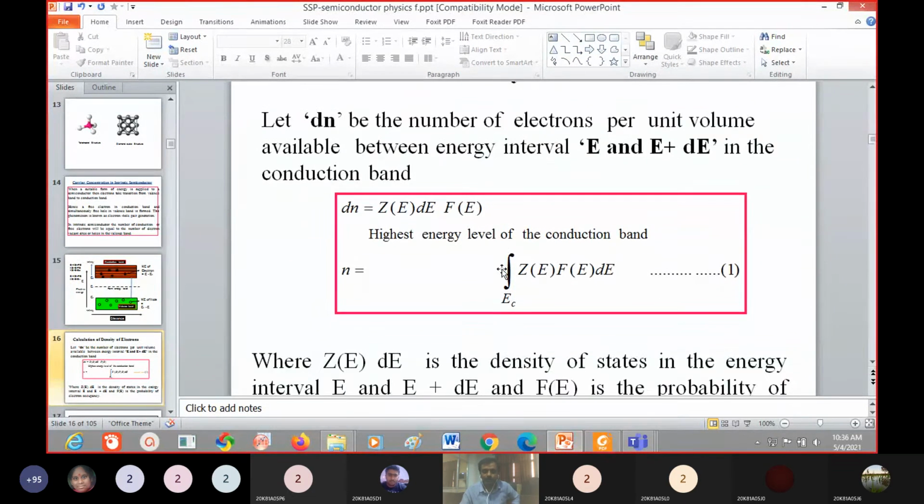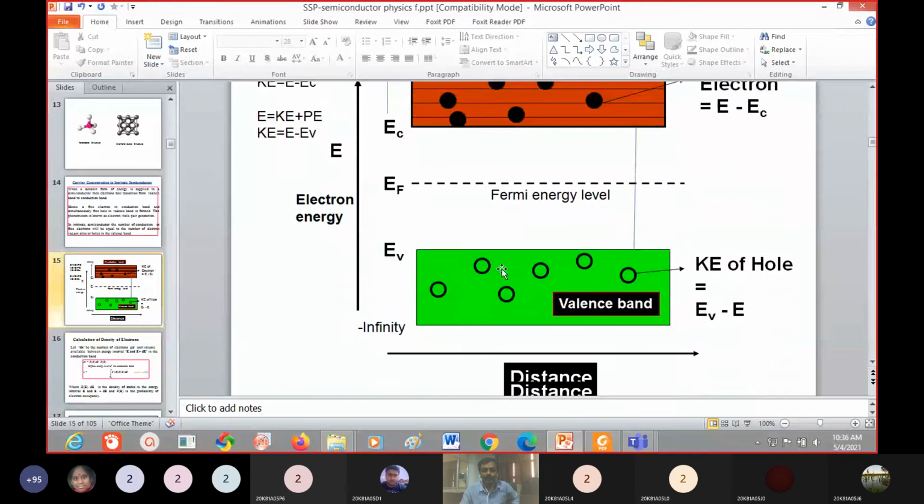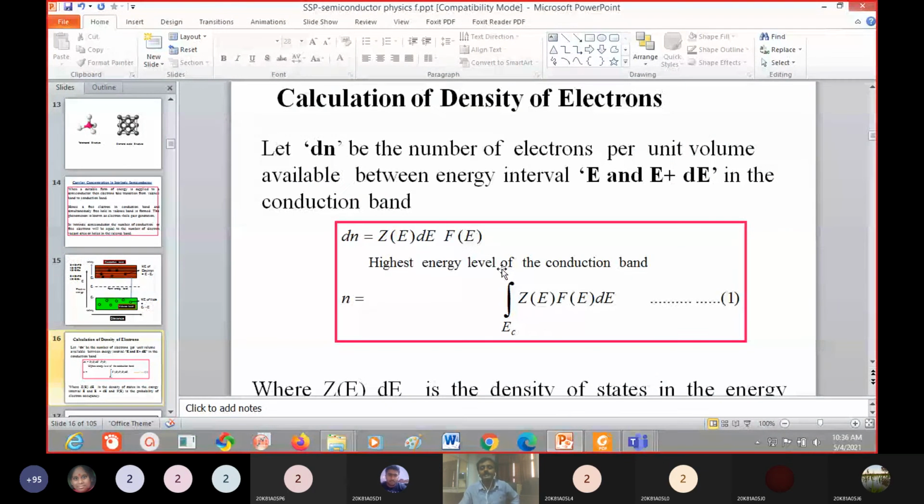Now, to calculate the carrier concentration of intrinsic semiconductors, first of all we have to find the density of electrons, then we have to find the density of holes. The density of electrons plus the density of holes gives the carrier concentration in case of intrinsic semiconductors. That's why first of all we have to calculate the density of electrons.